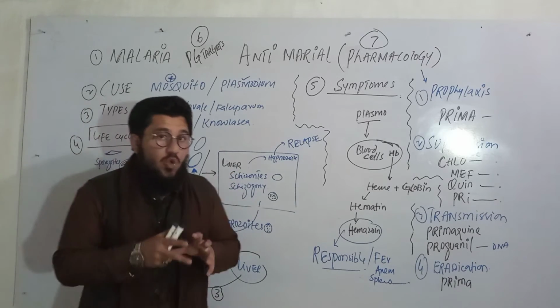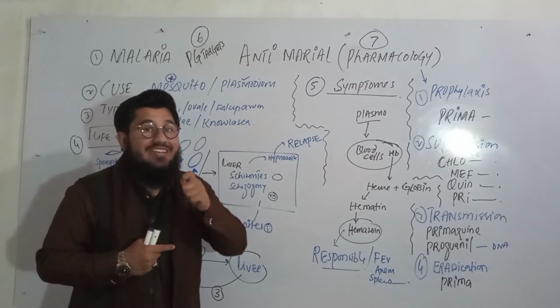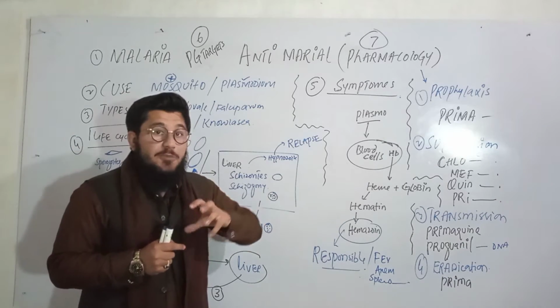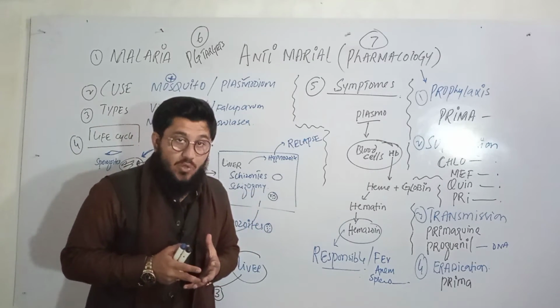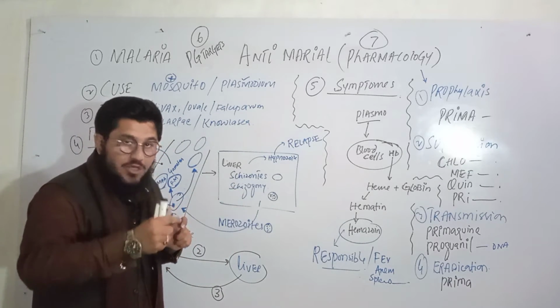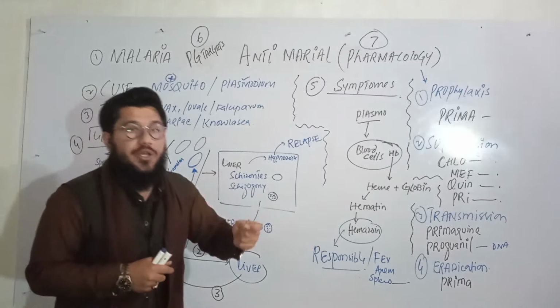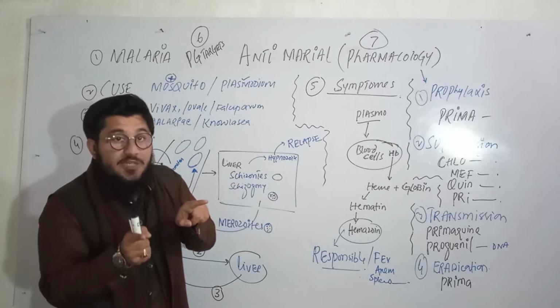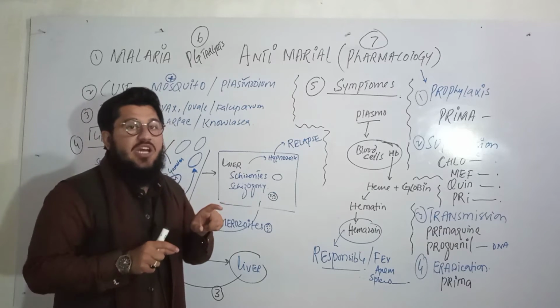Now these schizonts will undergo the process of division. Here, what is happening? There will be nuclear synthesis. Multiple nuclei will be synthesized. This process of multiple nucleus formation is named schizogony. Schizonts will undergo the process of multiple nucleus division, which is named schizogony.